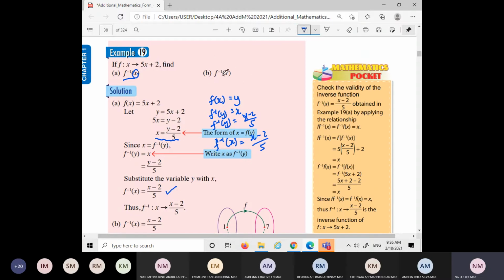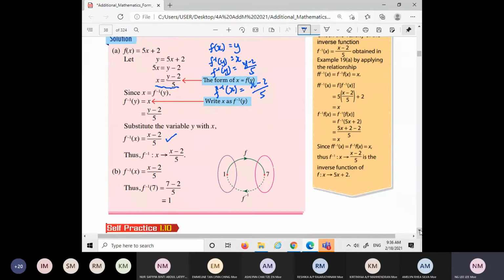Part B. Once you get the inverse function already, substitute the x as 7, then get the answer. So substitute x as 7 inside this function. Just replace the x with 7, then you get the answer. So I think this part is okay.